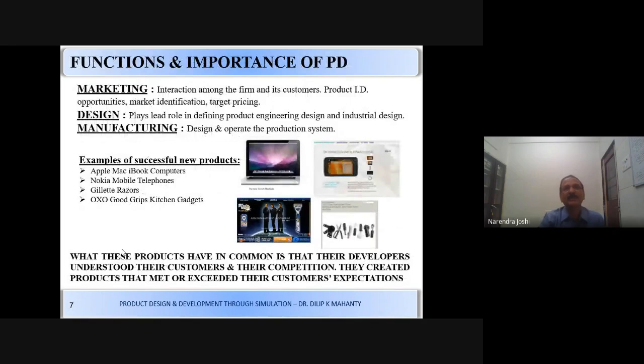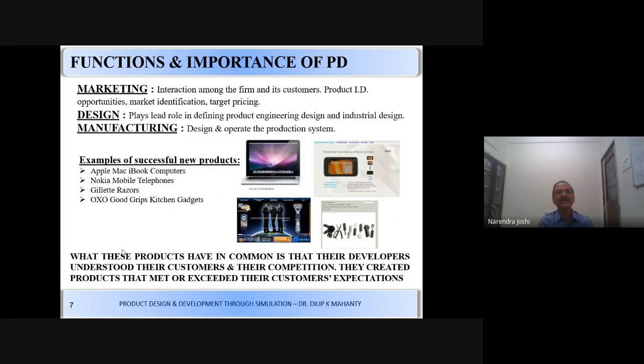What are the function and importance of product development? Three important points come: marketing, design, manufacturing. When you're marketing, you're interacting between the firm and its customers, so that you find out what the requirement is, what people feel. There are two things we'll discuss in a couple of slides down the line. One is the feedback which comes from the customer. Another is where we have a technology in which we are going to produce something based on new technology.